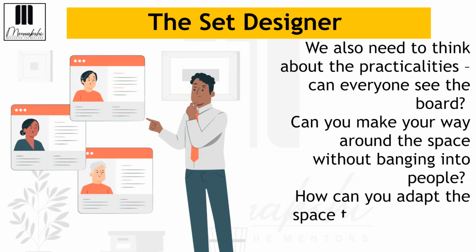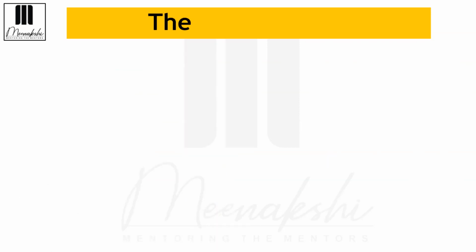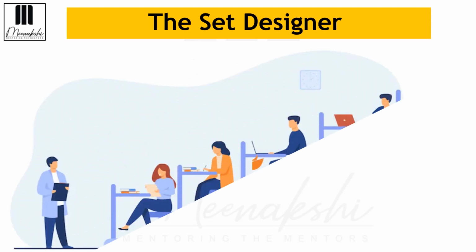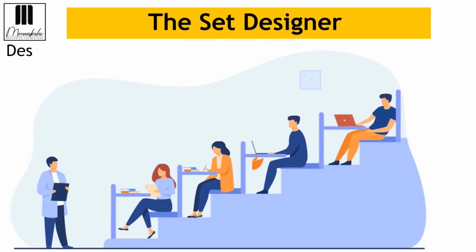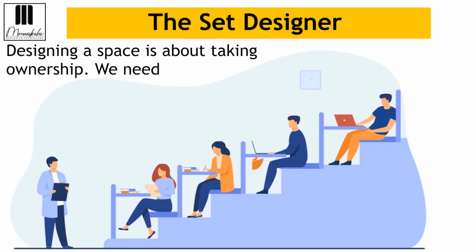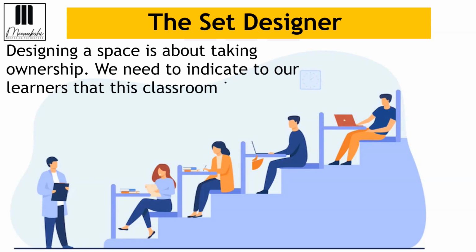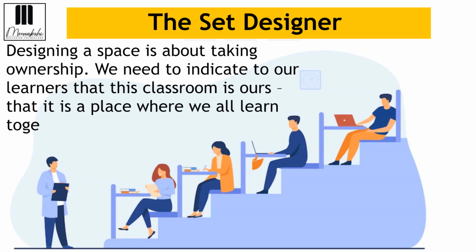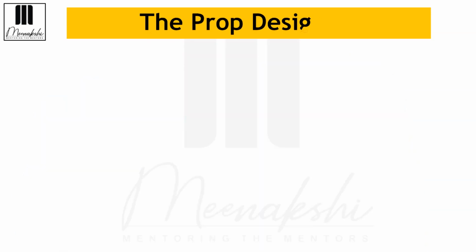Each and every learner is being taken care of. Accordingly, we make different changes in their seating plan as well. What else do we do? We make sure children feel the spaces belong to them, that is, taking ownership. We need to indicate to our learners that this classroom is ours and we all have to learn together.